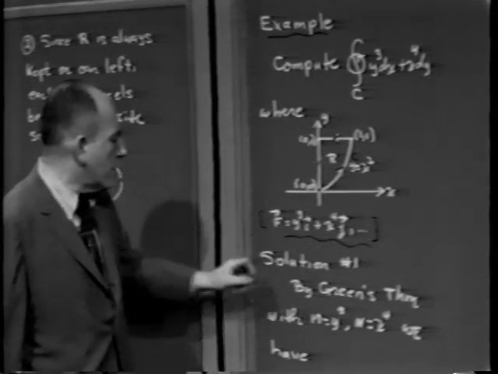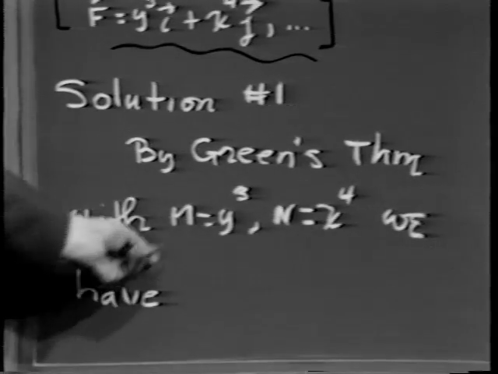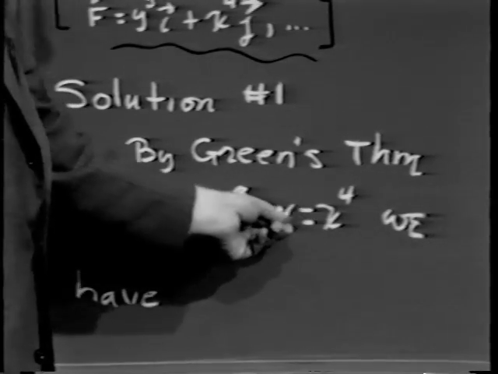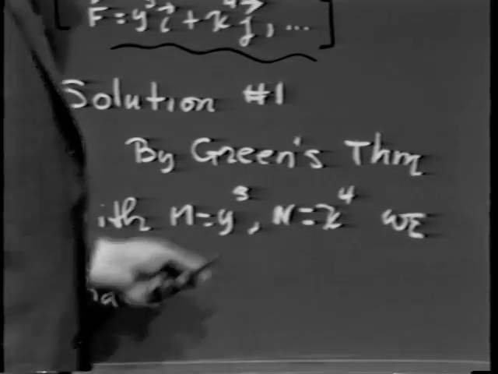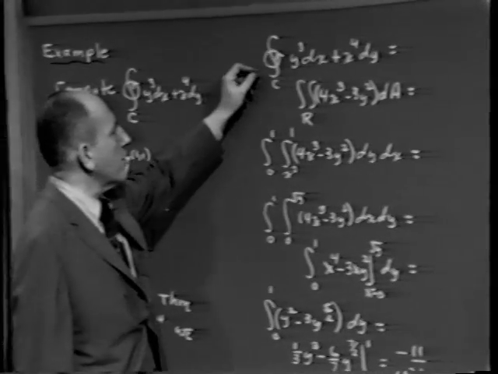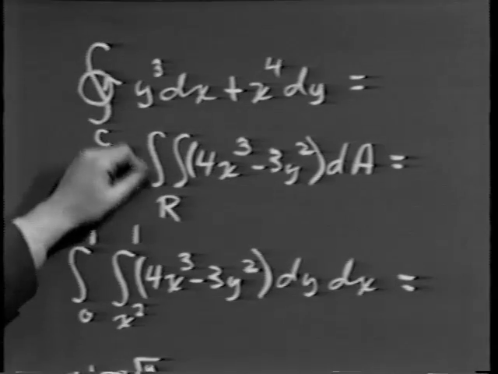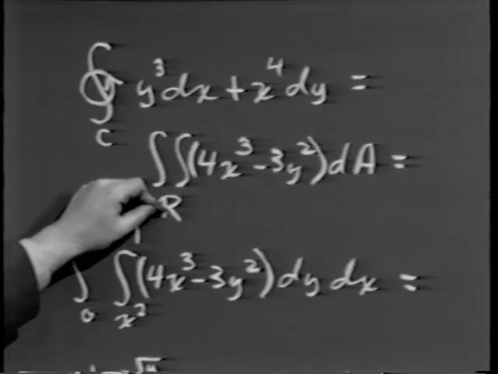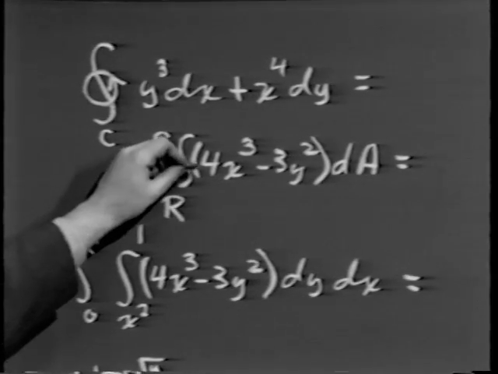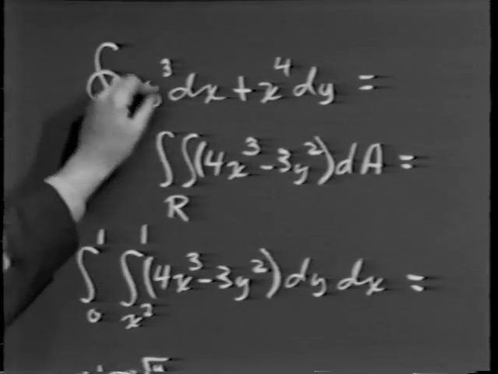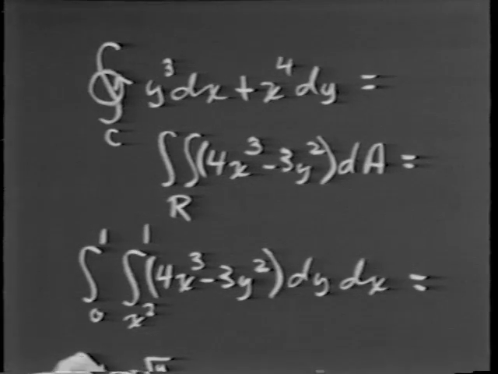At any rate, to use Green's theorem, notice that M is y cubed, N is equal to x to the fourth. So the statement of Green's theorem, which says that the integral around the closed curve C, M dx plus N dy, is the double integral over the region enclosed by C, the partial of N with respect to x minus the partial of M with respect to y dA. That leads to this, okay?